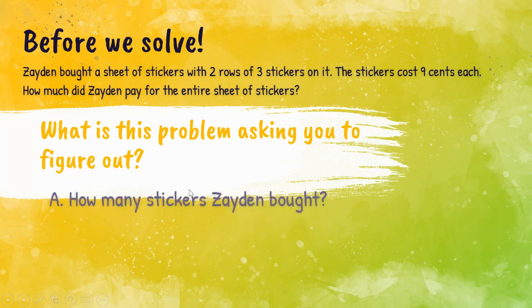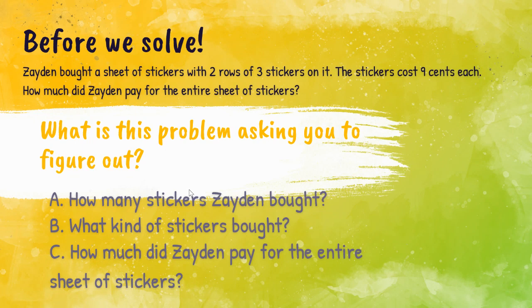Is it A, how many stickers Satan bought? B, what kind of stickers he bought? Or C, how much did Satan pay for the entire sheet of stickers? Yep, if you said C, you are right.